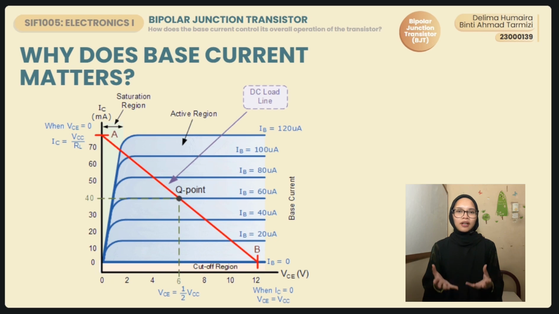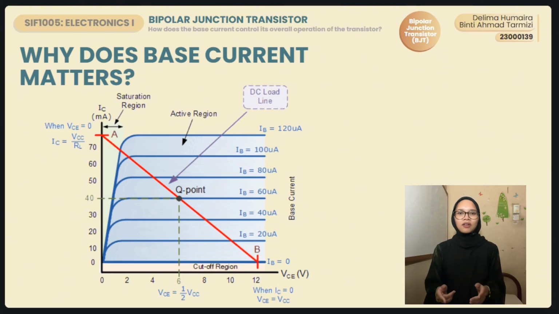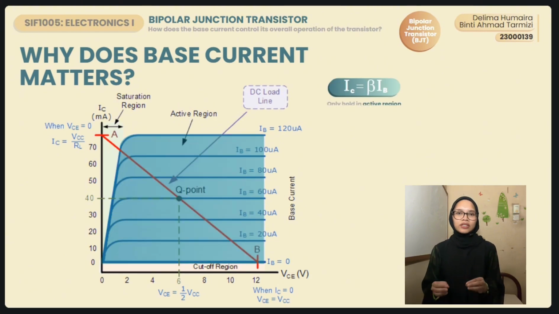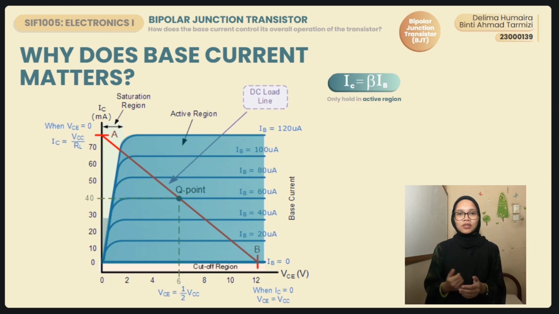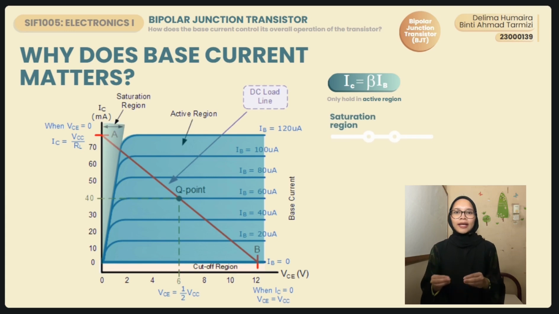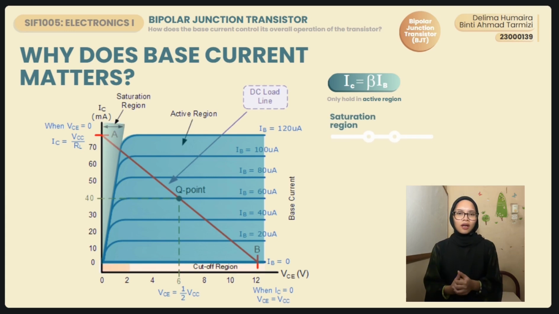So why does base current matter? The small base current IB controls the larger collector current IC due to the transistor's current gain, that is the beta. Looking at this graph, we can see that in the active region, the transistor amplifies signals with IC equals beta IB, while in the saturation region, IB is large enough to turn the transistor fully on, acting as a closed switch. But in the cutoff region, IB equals 0, so the transistor is off, acting as an open switch.